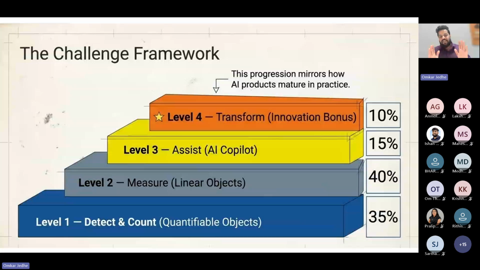Level two becomes a little bit tougher because now you're going into the linear objects. Identifying the spot object is pretty much okay, but now going to the linear is where you have to trace the entire line of the pipe and measure that into the actual measurement that might be there on the side. So you also have to understand the scale of a drawing and convert your measurements as per those scales. That's where level two comes in. So we have kept 40% of the weightage because it is a little bit higher.